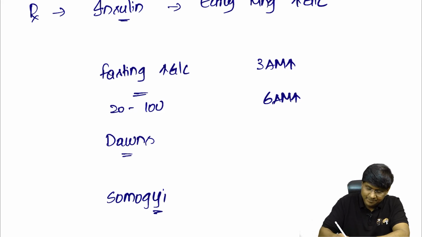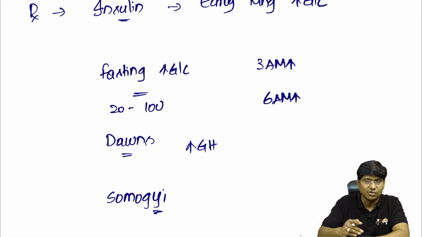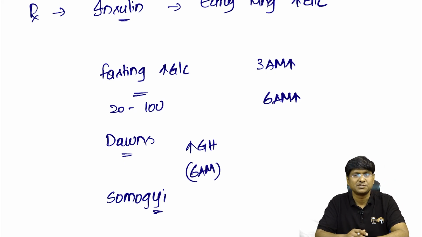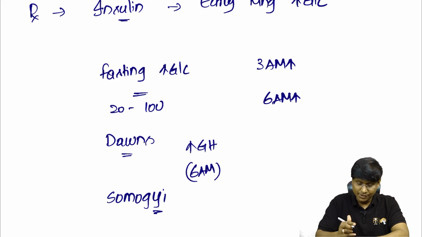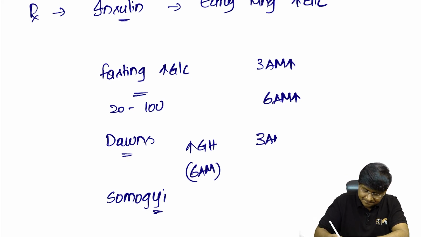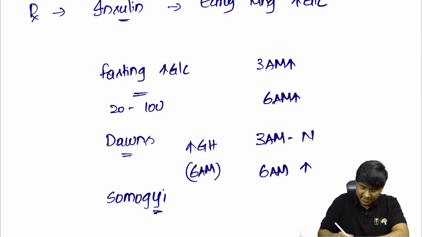And Dawn's phenomenon is due to an early morning growth hormone surge. That is, at 6 AM, a growth hormone surge is what is responsible for early morning hyperglycemia. So in Dawn's phenomenon patients, 3 AM blood glucose levels will be normal, but 6 AM blood glucose levels will be high. Whereas Somogyi is due to an excess night dose of insulin.